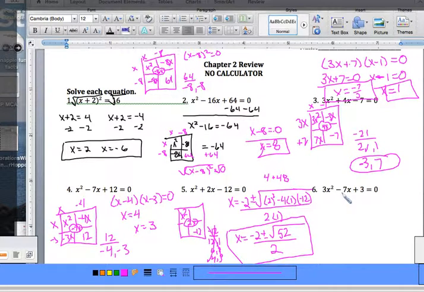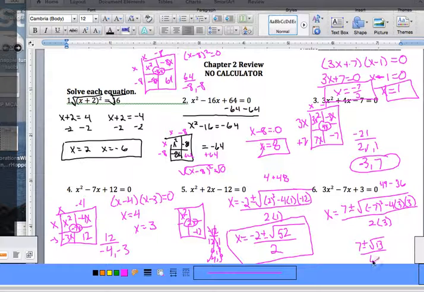Now this next one, I might try the quadratic formula again. X equals the opposite of b plus or minus the square root of b squared minus 4 times a times c, all over 2a. So what do we have in here? This is 49 minus 36, let's see, 12 times 3 is 36. So that's 13. So we have 7 plus or minus the square root of 13 over 6.